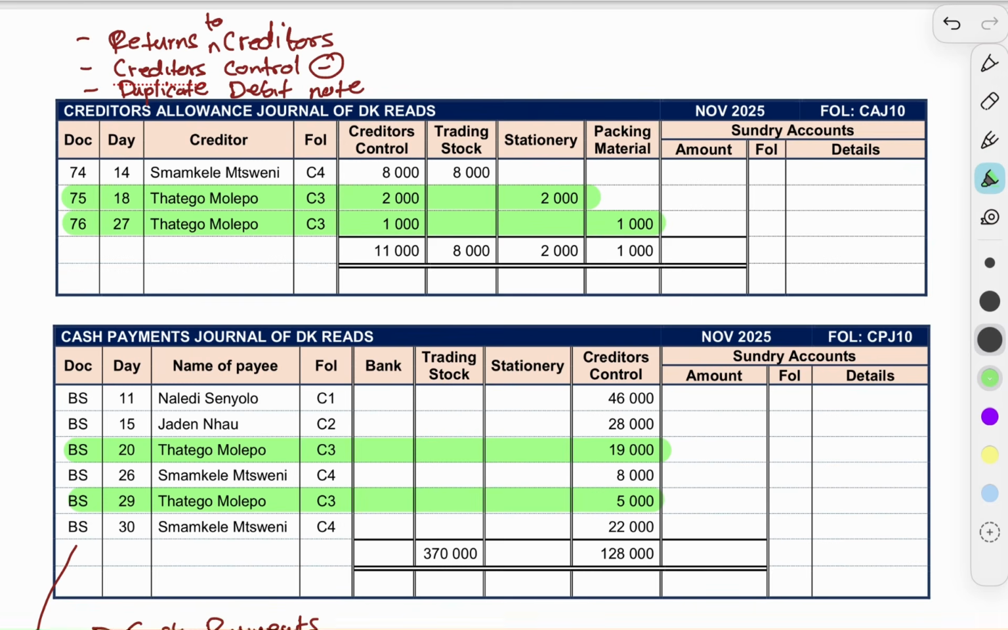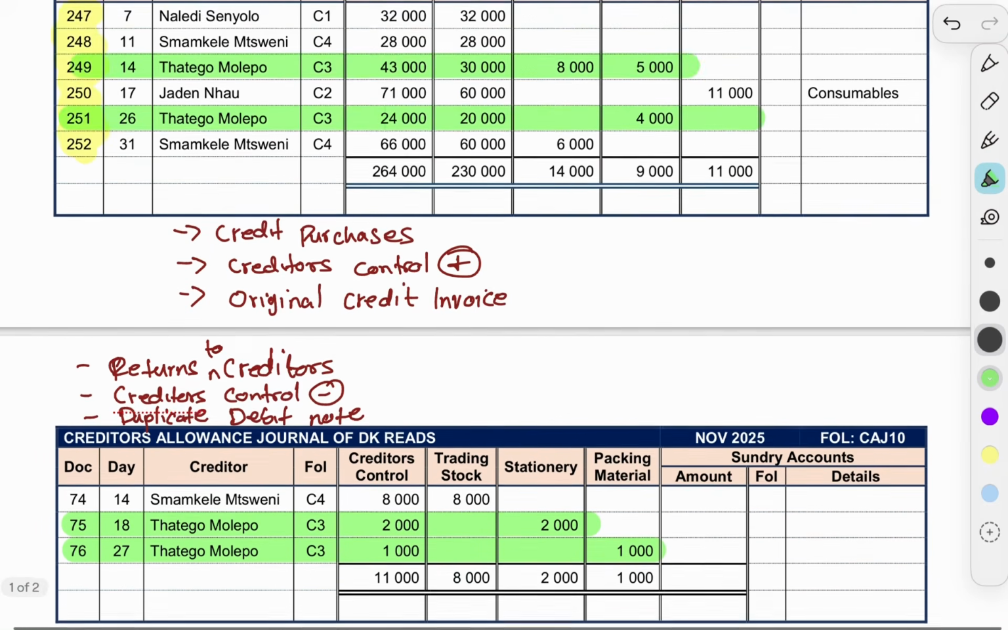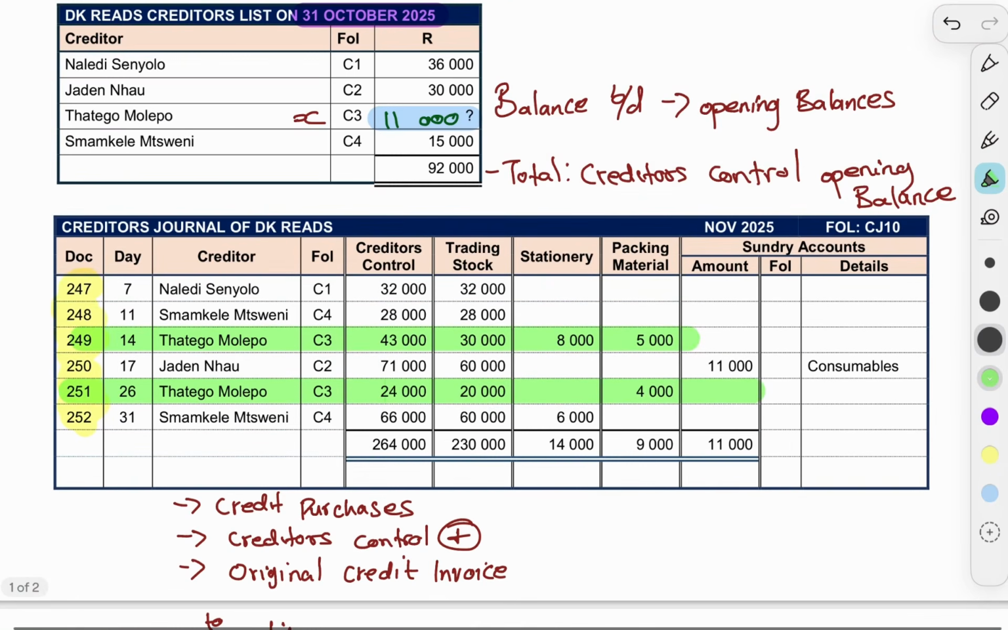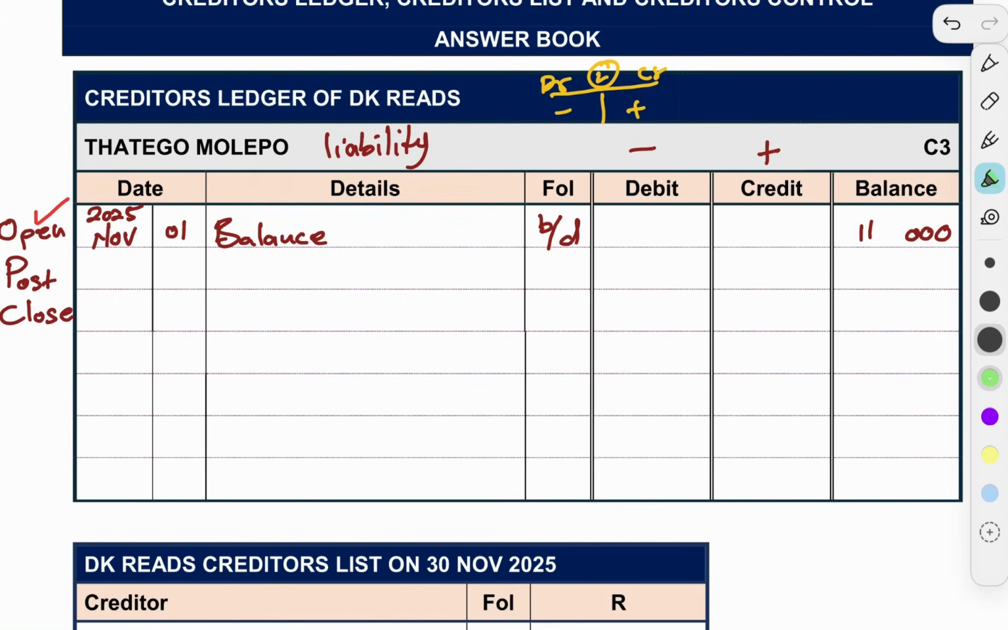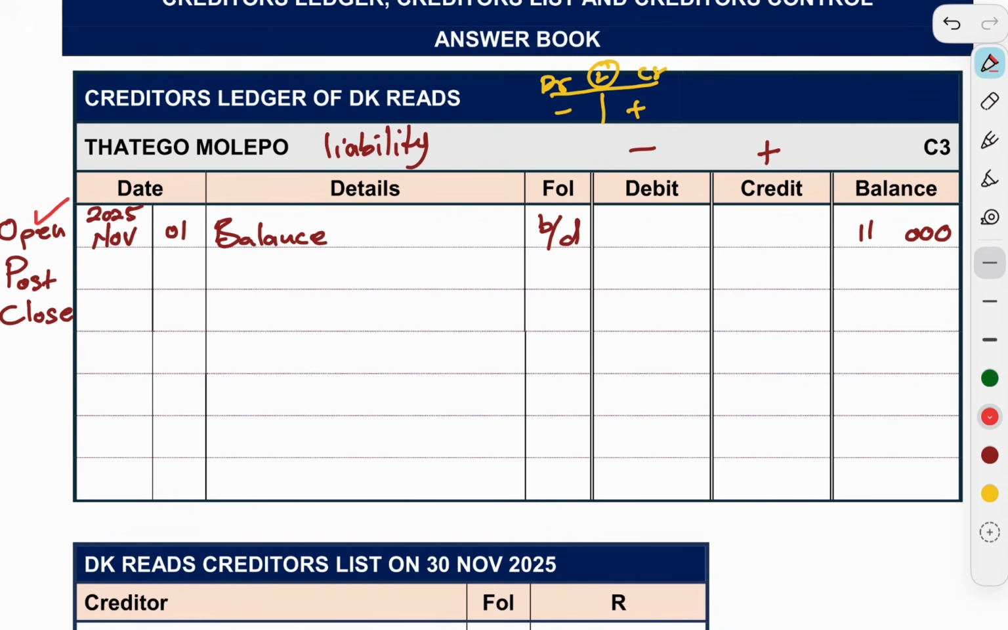So let us do that. We said the first one is day 14. So what happened on day 14? Under the creditors journal, we bought. Okay, what did we buy? Trading stock, we bought stationery, we bought packing material. So let us go to the creditors ledger and capture that information.